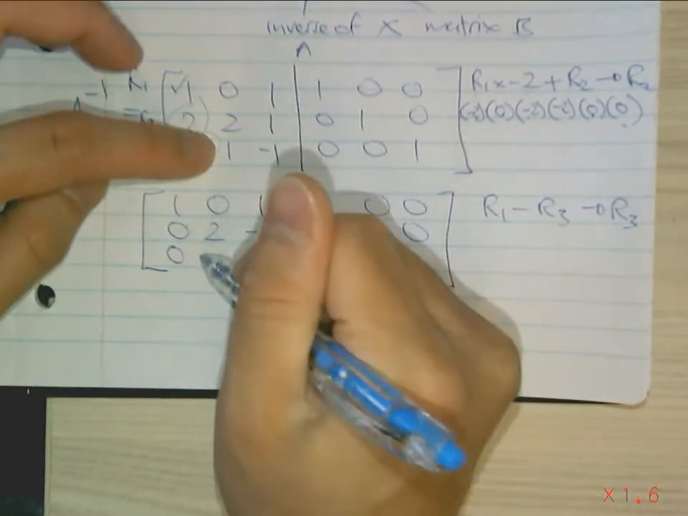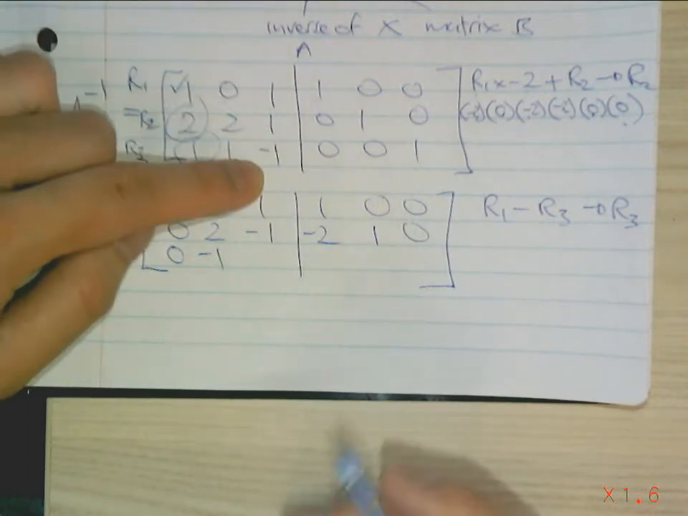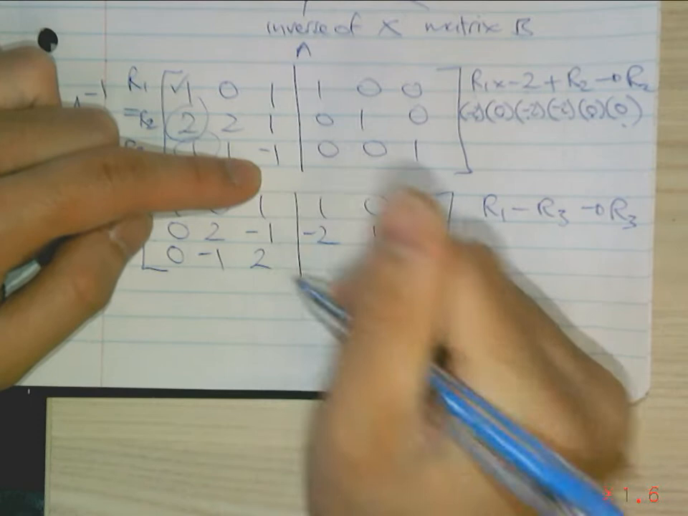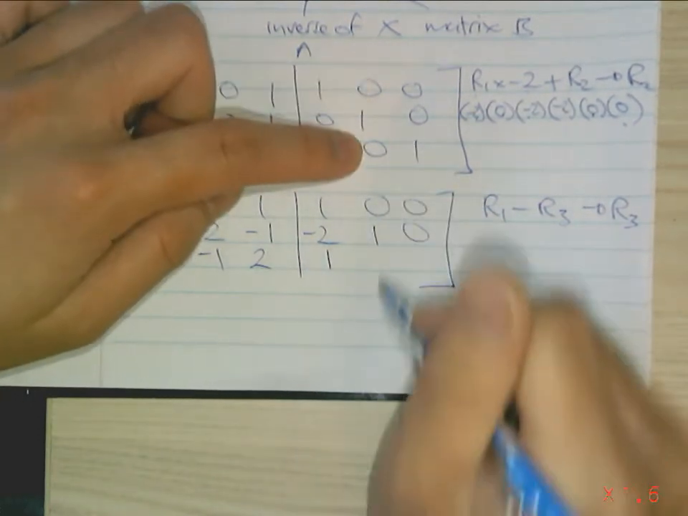0 minus 1 is negative 1. 1 minus minus 1, right? So 1 minus minus 1 is double negatives, so that becomes 2. 1 minus 0 is 1. 0 minus 0 is 0.